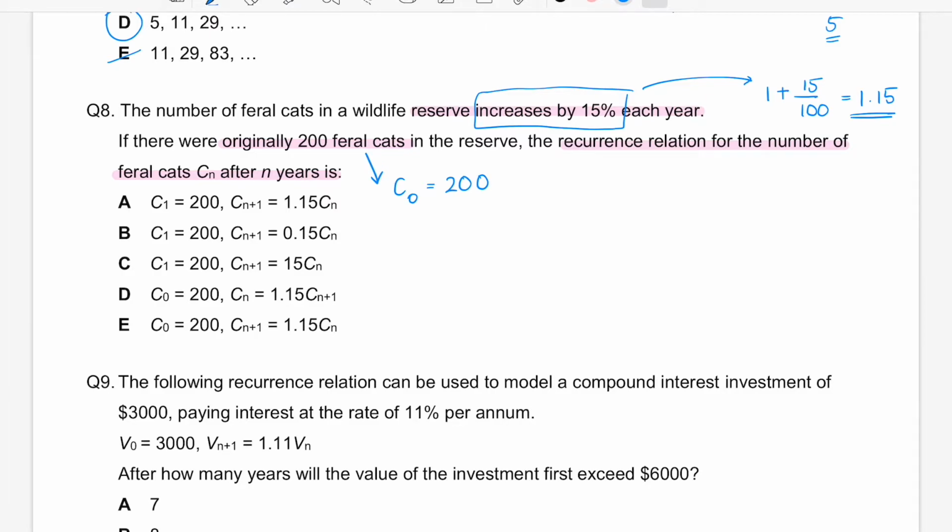So with these 2 bits of information, let's have a look at our options and see if we can eliminate anything. Off the bat, I would say we can cancel A, B, and C because we were told that there were originally 200 feral cats, so we're starting at C0. So that just leaves us with D and E. Then it says the recurrence relation for the number of feral cats, Cn, after n years. So in that case, looking at my options, E is going to be the correct answer.